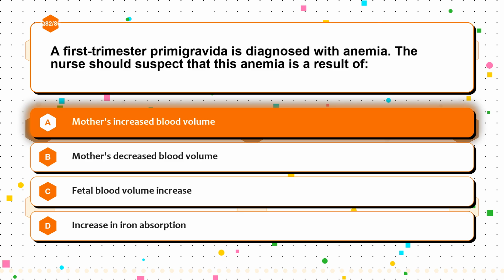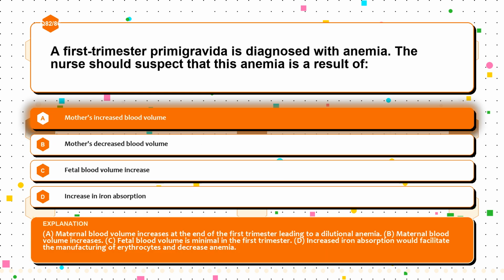The correct answer is option A. Mother's increased blood volume. Maternal blood volume increases at the end of the first trimester, leading to a dilutional anemia. B. Maternal blood volume increases. C. Fetal blood volume is minimal in the first trimester. D. Increased iron absorption would facilitate the manufacturing of erythrocytes and decrease anemia.